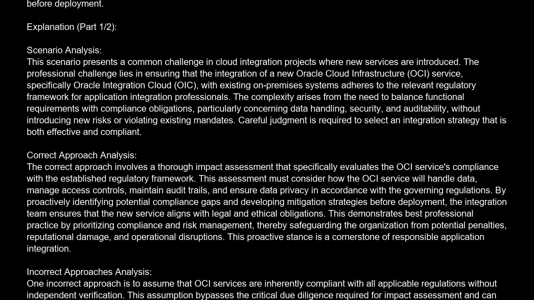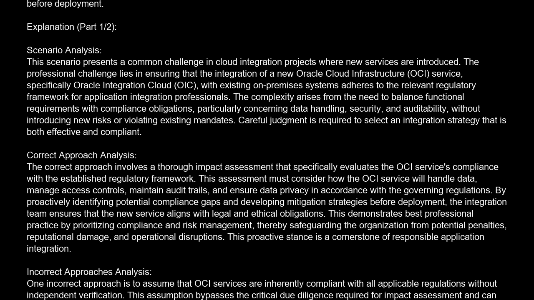Explanation. Scenario analysis. This scenario presents a common challenge in cloud integration projects where new services are introduced. The professional challenge lies in ensuring that the integration of a new Oracle Cloud Infrastructure, OCI, service, specifically Oracle Integration Cloud, OIC, with existing on-premises systems adheres to the relevant regulatory framework for application integration professionals. The complexity arises from the need to balance functional requirements with compliance obligations, particularly concerning data handling, security, and auditability, without introducing new risks or violating existing mandates. Careful judgment is required to select an integration strategy that is both effective and compliant.